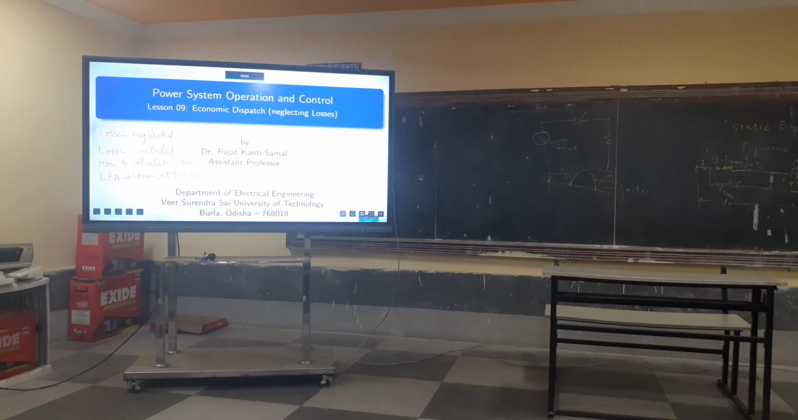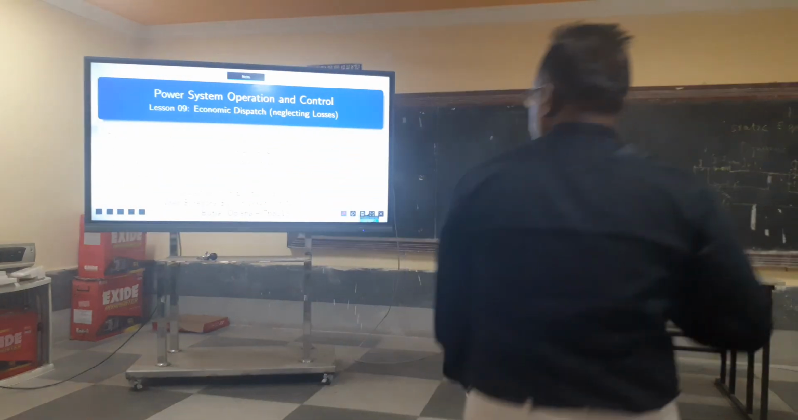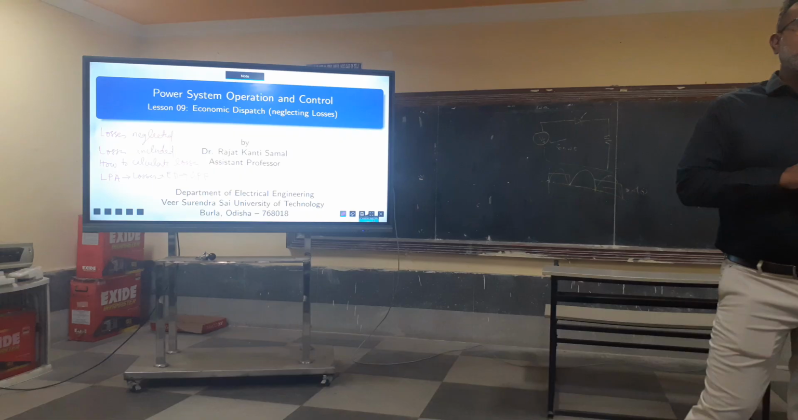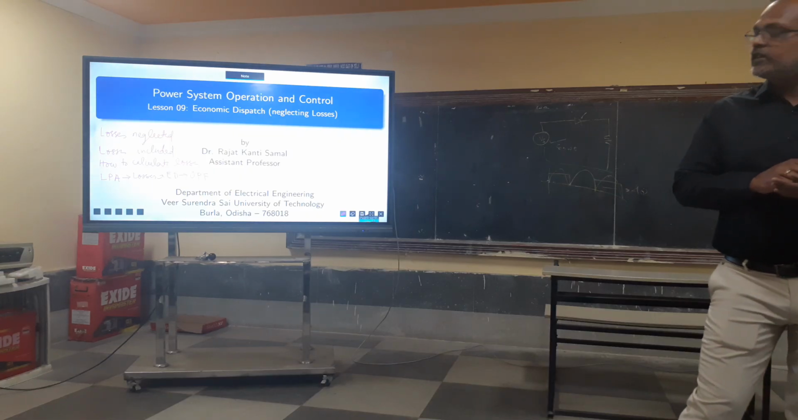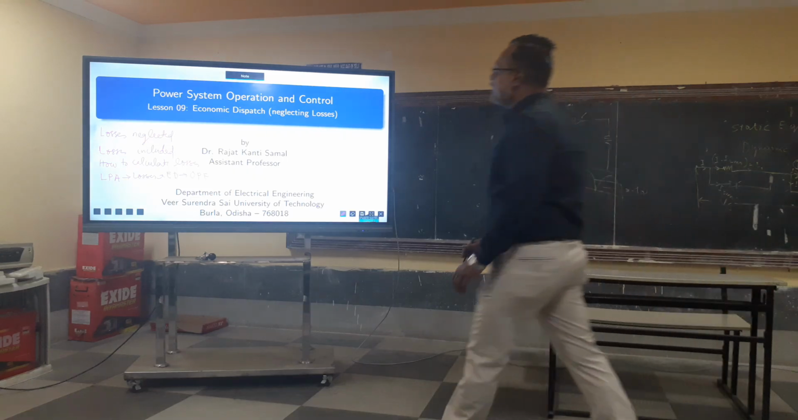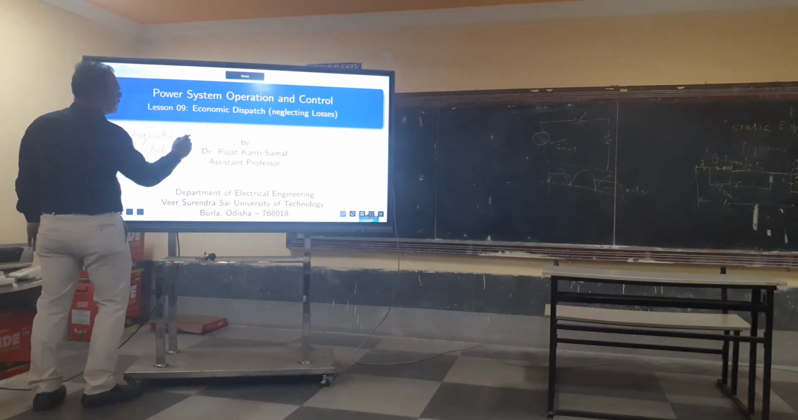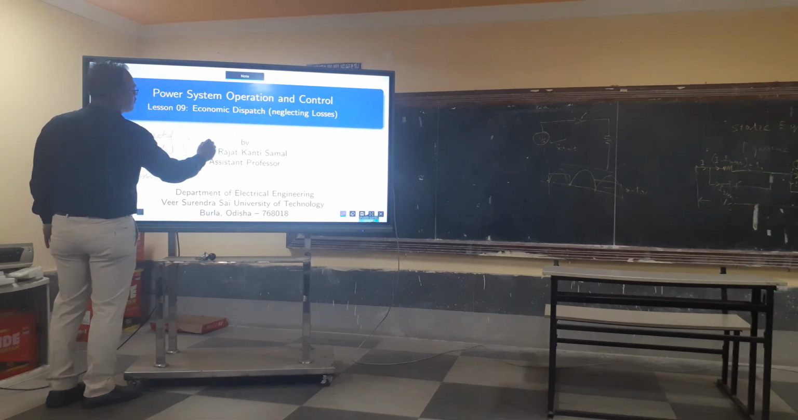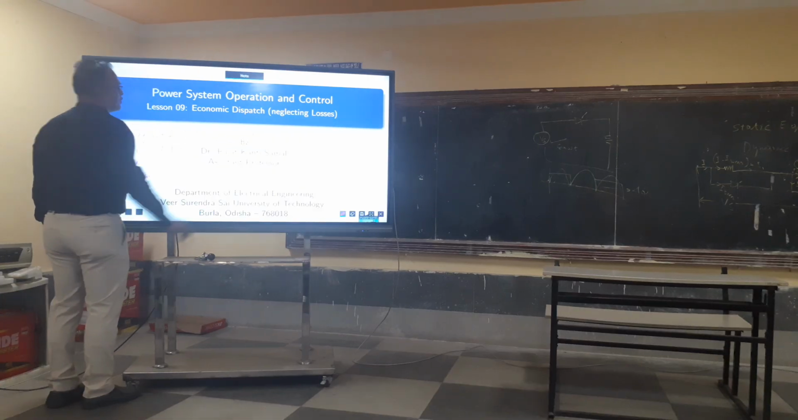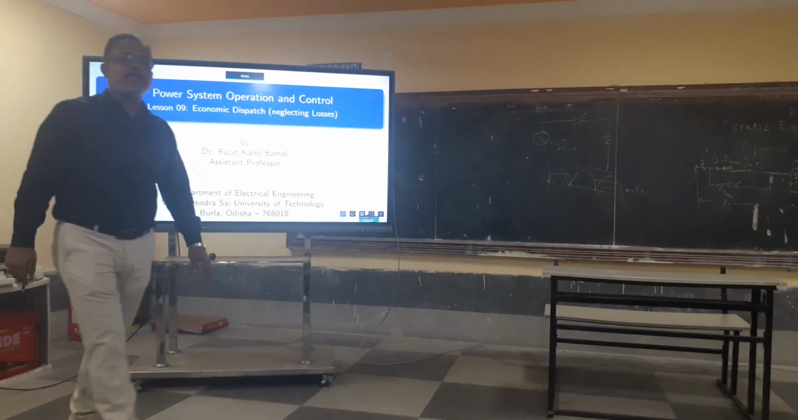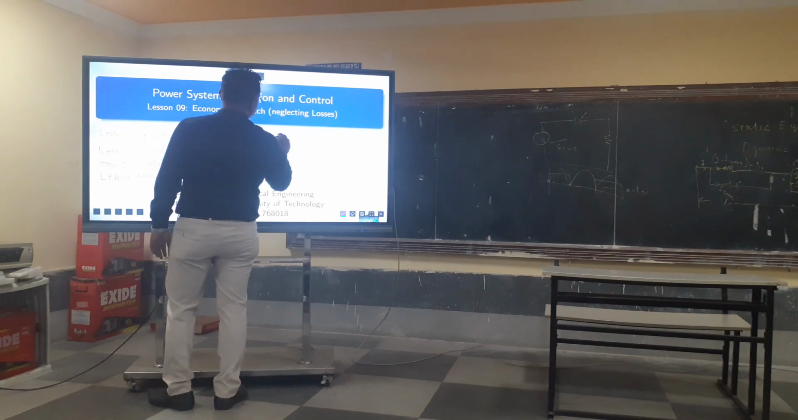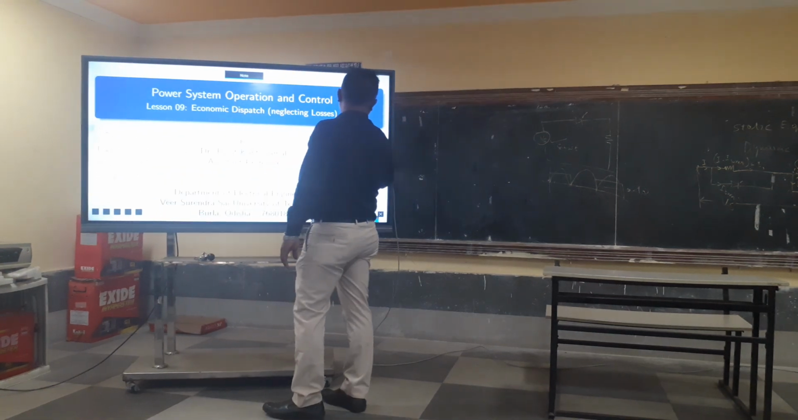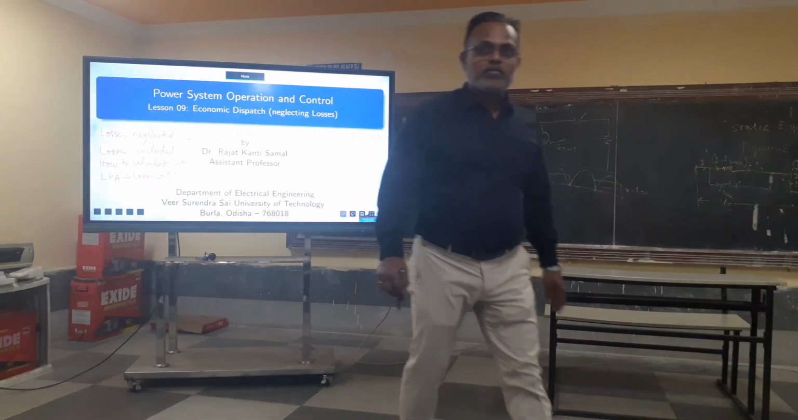So what are the 4 parts? The 4 parts are, first we will see how economic dispatch is performed without including the losses. Then we include the losses, and these 2 we will solve as an optimization problem. This is basically an optimization problem. And we will see one analytical technique to solve this problem.